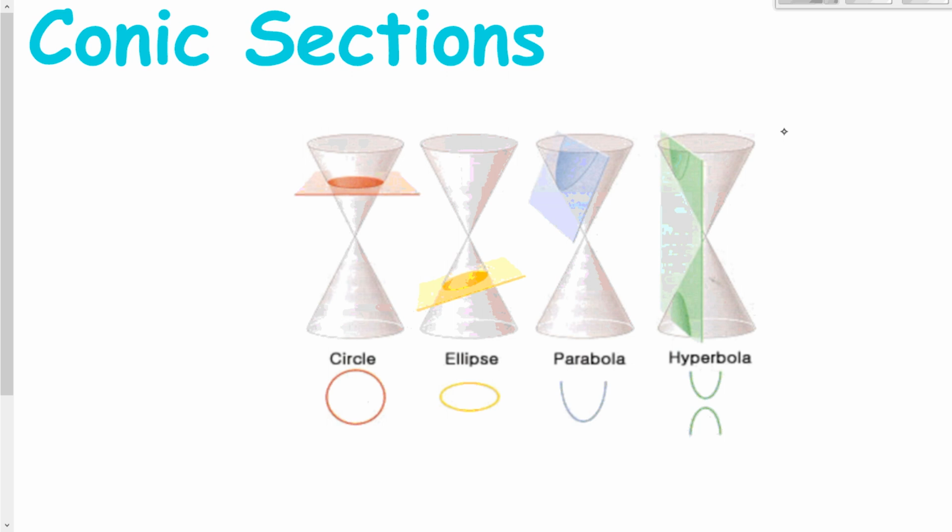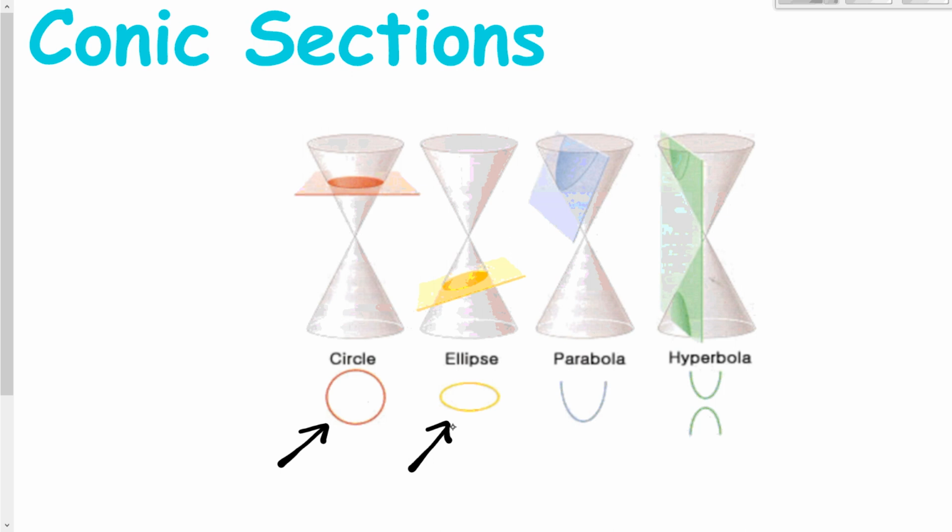All right, let's continue looking at conic sections. So last time we looked at the circle, and today we're going to look at the ellipse. And hopefully you watched the other video where it showed you that there are lots of interesting applications for conic sections, things like satellites and GPS systems and things like that.